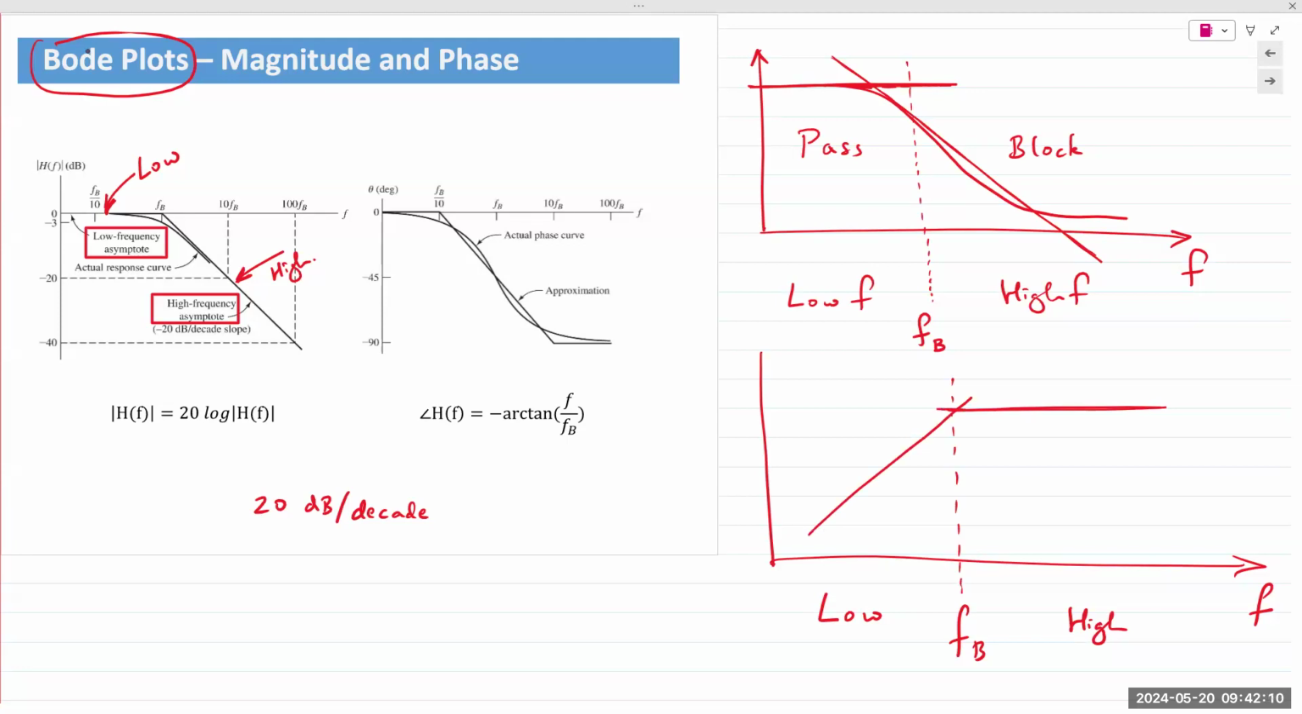Low frequency asymptote, high frequency asymptote. So this would be a very easy, not easy, but an efficient way of describing the system, like a filter response of a system.